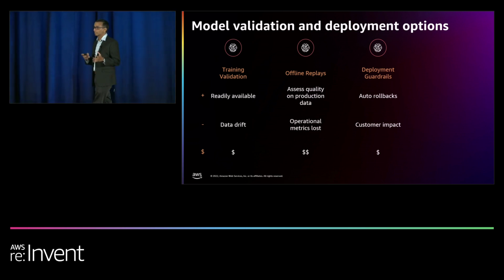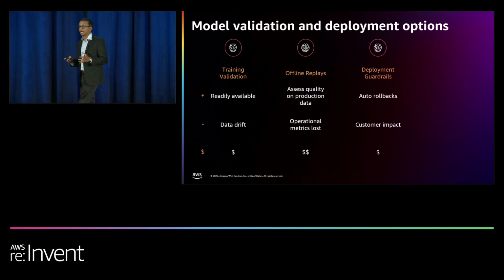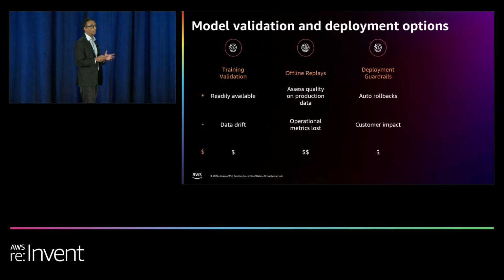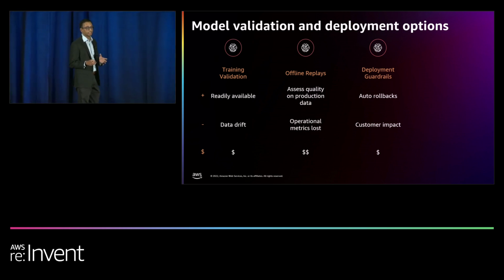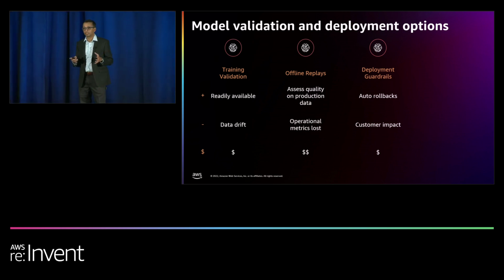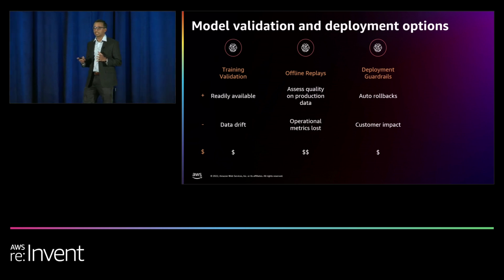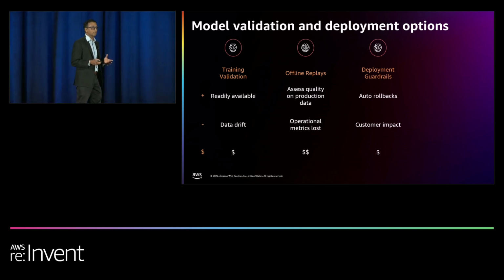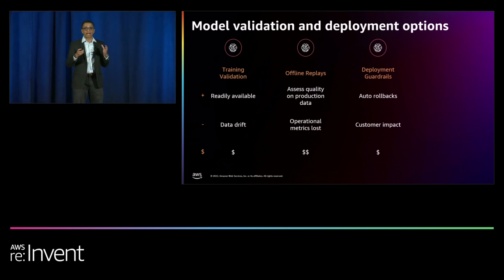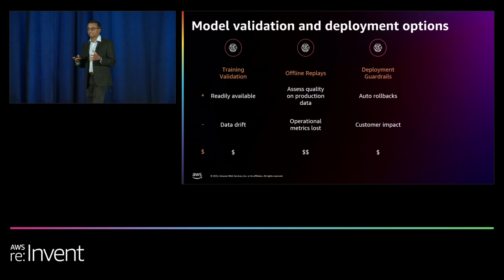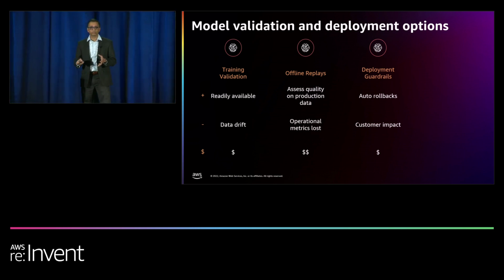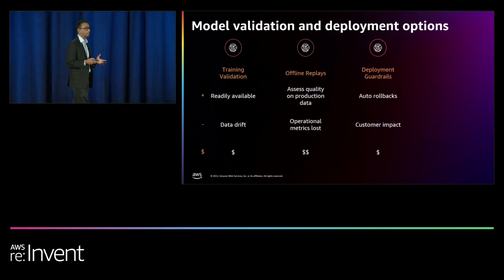But the one con of this approach might be that the data you're using in training might not be representative of what you have in production, right? So there might be a little bit of a drift. So to counter this, what many of our customers do is what I have in the second column called offline replays. So here, what customers do is they capture their production data, and then they replay it in some form using a tool such as batch transform onto the new model to see how the new model performs.